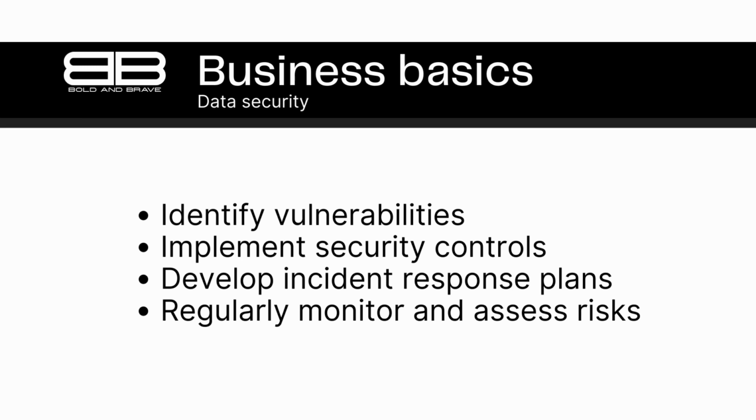To manage data security risks effectively, organizations must first identify potential vulnerabilities in their systems and processes. This includes identifying the types of data that are most critical to their operations and determining who has access to this data. Organizations can then implement security controls and measures to protect this data from unauthorized access, such as firewalls, antivirus software, and intrusion detection systems.